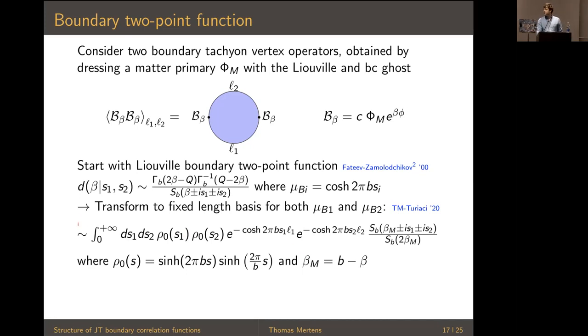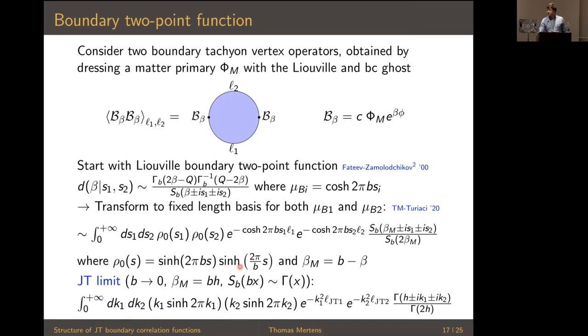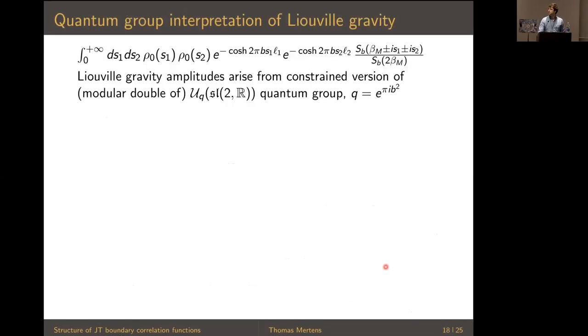Okay, so as I mentioned, this structure is very similar to the structure we had of the boundary 2-point function in JT gravity. And indeed, there is a nice JT limit where you set b to 0, so b was the Liouville parameter, and you scale the other parameters in a suitable way with b. And then you use this specific limit of the double sine function, how it relates to the gamma function. And then you find precisely the JT answer that we had previously. So there is a limit to go to JT gravity here.